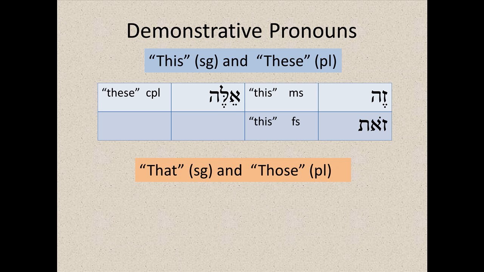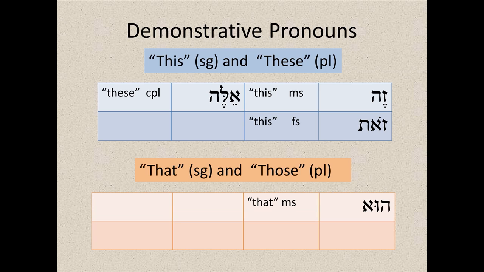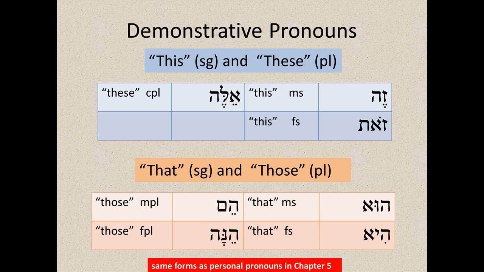And then the far demonstratives, that and those, should look familiar. We have hu, that, which is the masculine singular form. Feminine singular form is hi, also translated that. Masculine plural form is hem, translated those. And then the feminine plural, those, hena. These are the same forms as the personal pronouns for these respective gender and number forms that you saw in chapter 5.